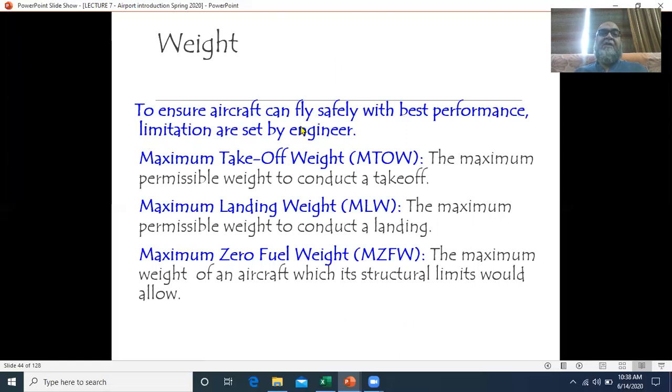To ensure aircraft can fly safely, there are limits that have been set. There is a limit called MTOW, maximum takeoff weight. This is the weight that is allowed for an aircraft to take off. Every aircraft has its own maximum takeoff weight. There is a maximum landing weight, and there is a maximum zero fuel weight. That is the weight above which there is a structural limit that an aircraft is certified to carry.